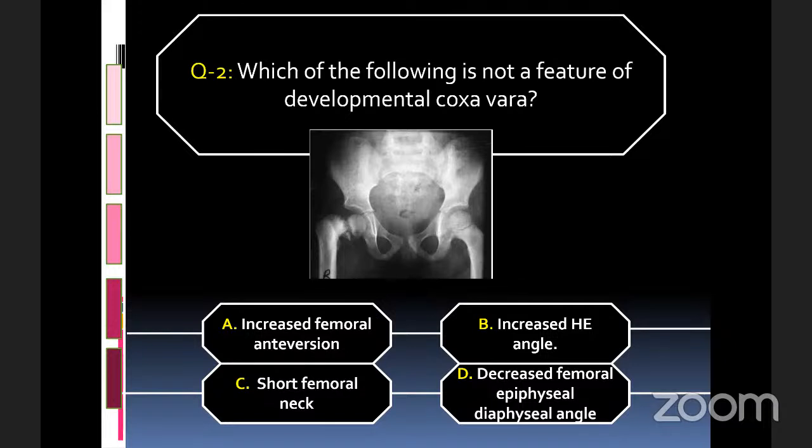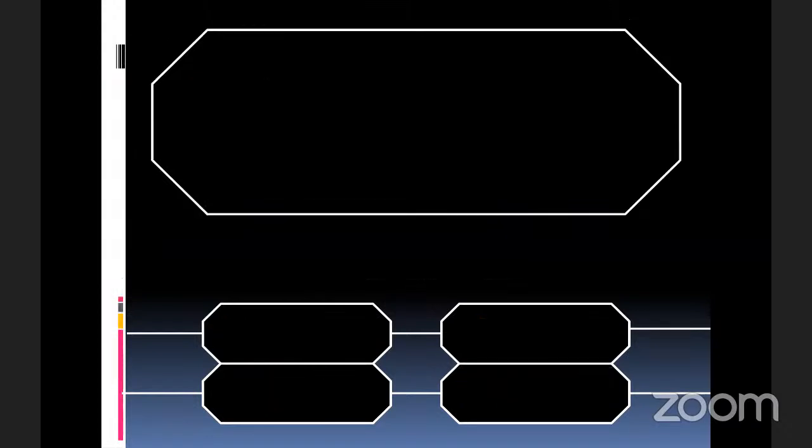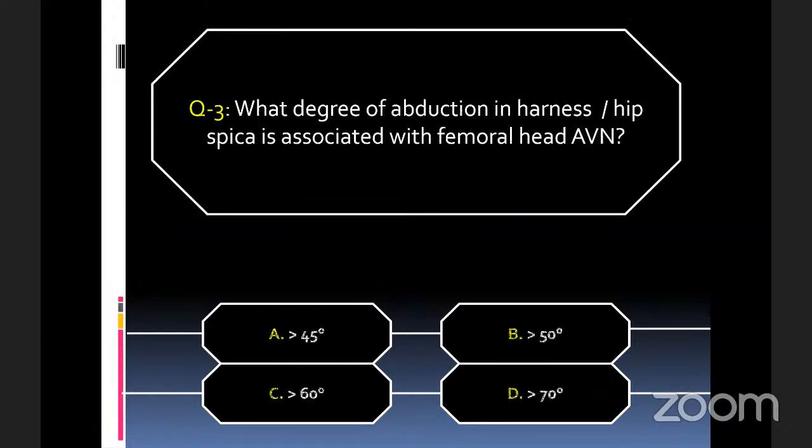If Shalin is here, Shalin, please answer further questions. Take question three, Sheenam. Yes, sir. Yeah, Shalin, what should be the degrees which can lead to AVN? What do you think?